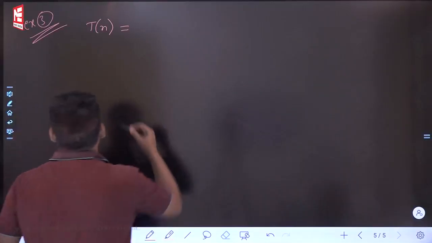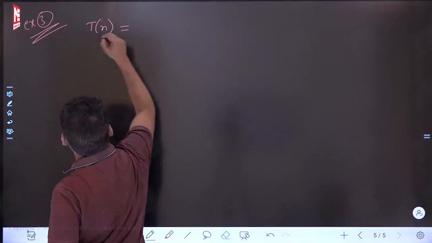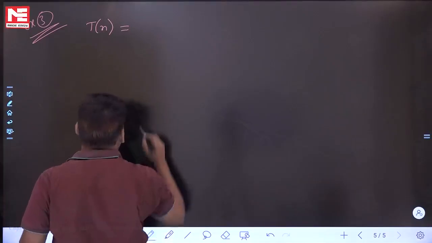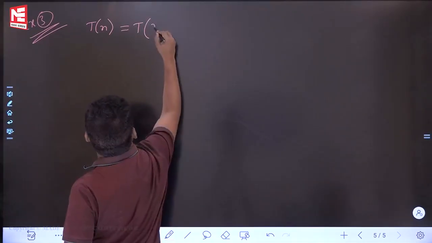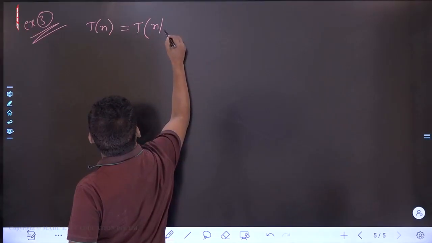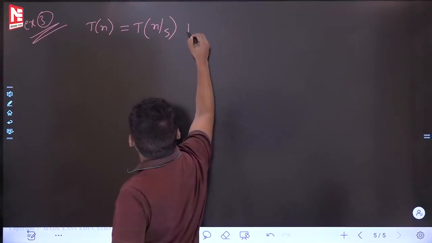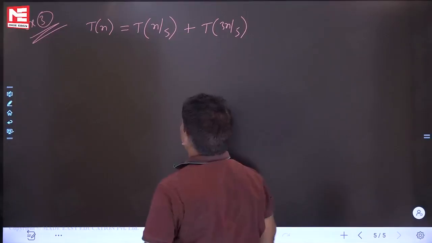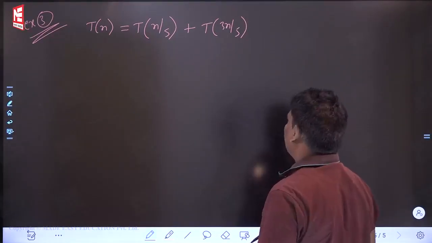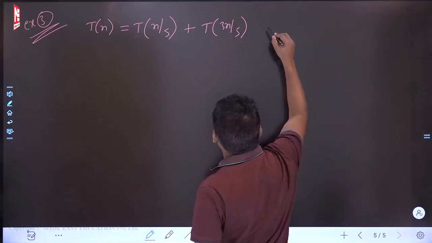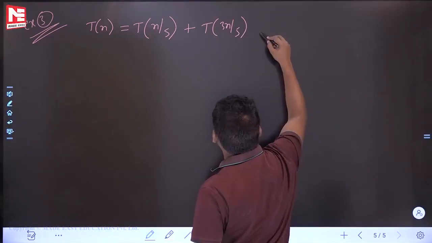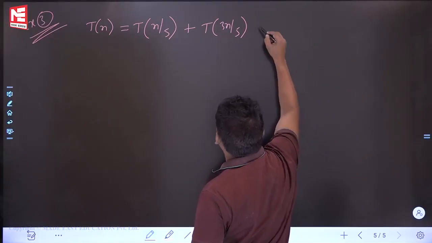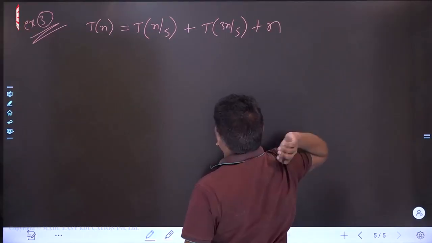See the next problem, example 3. T(n) is equal to T(n by 5) plus T(3n by 5) plus n. It is a nice one, right? Comparing the previous two problems, this is a little bit interesting. T(n) is equal to T(n by 5) plus T(3n by 5) plus n. It is the given problem.